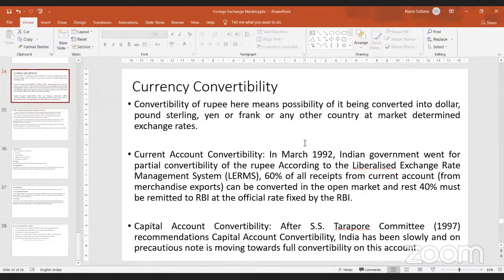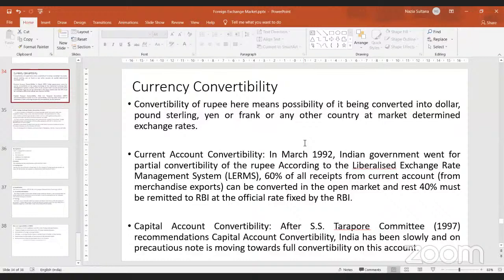So for a country to go in for convertibility of their rupee, from 1992 onwards, we said that the Indian rupee is partially convertible. That means, say for example, if in our trade we have 60% of our receipts which are to come, then up to 60% only we can convert into foreign currency. The remaining 40% will be given to RBI at an official rate, which will be fixed by RBI. So the full 100% you cannot convert.